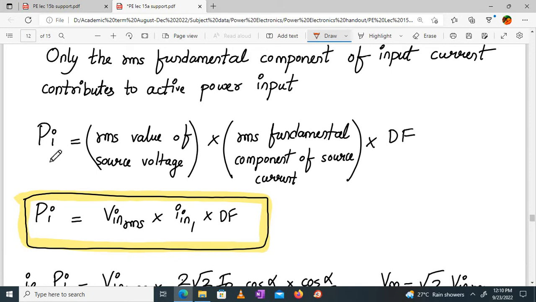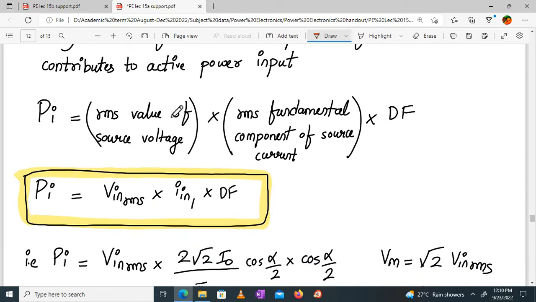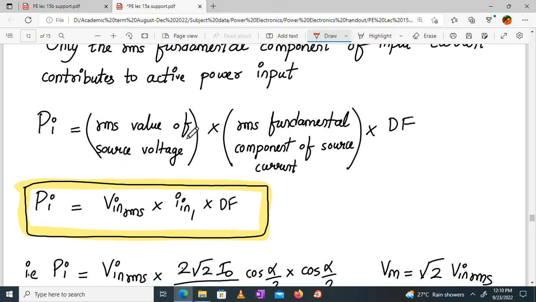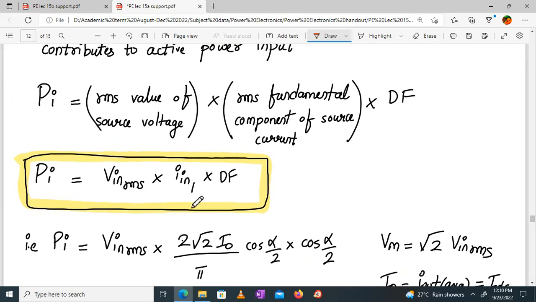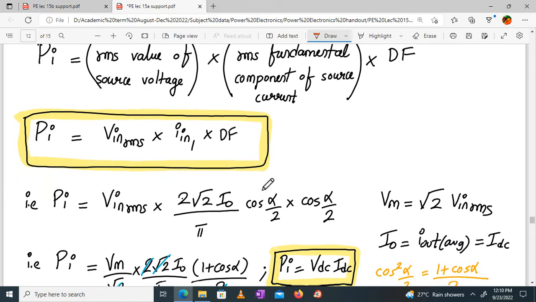PI is, let me just explain, RMS value of the source voltage, which is V in RMS, RMS fundamental component of source current, which is In of 1, and displacement factor, which is cos of alpha by 2. For now write only this formula, don't remember this. Remember In of 1 expression, V in RMS, then DF. So write down what I have written in the box: PI is V in RMS into In of 1 into displacement factor. Clear?